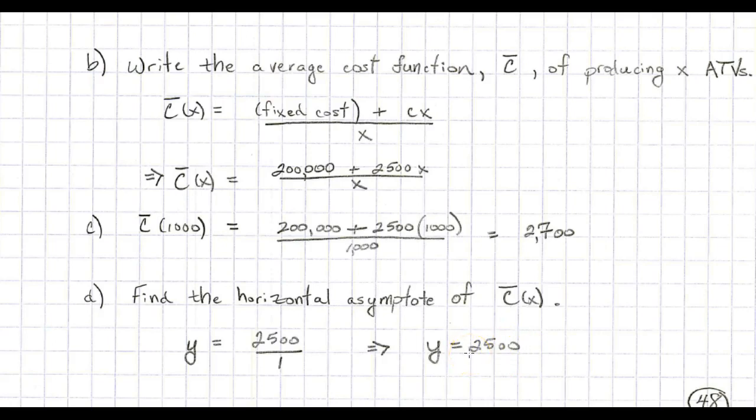And that makes sense if you think about it, because it costs 2,500 to produce an ATV, and by the time I start making so many ATVs, this fixed cost means very little. It doesn't mean anything. So it's an asymptote. We're approaching the variable cost here.